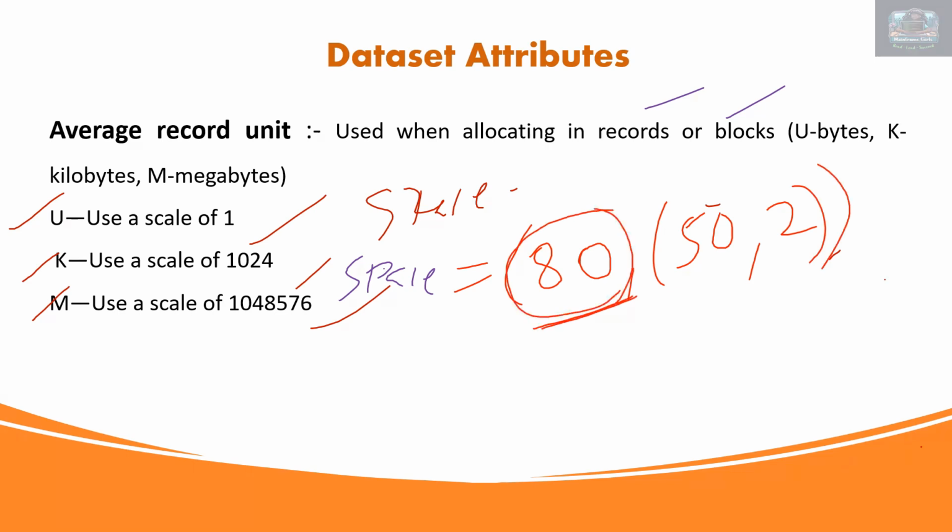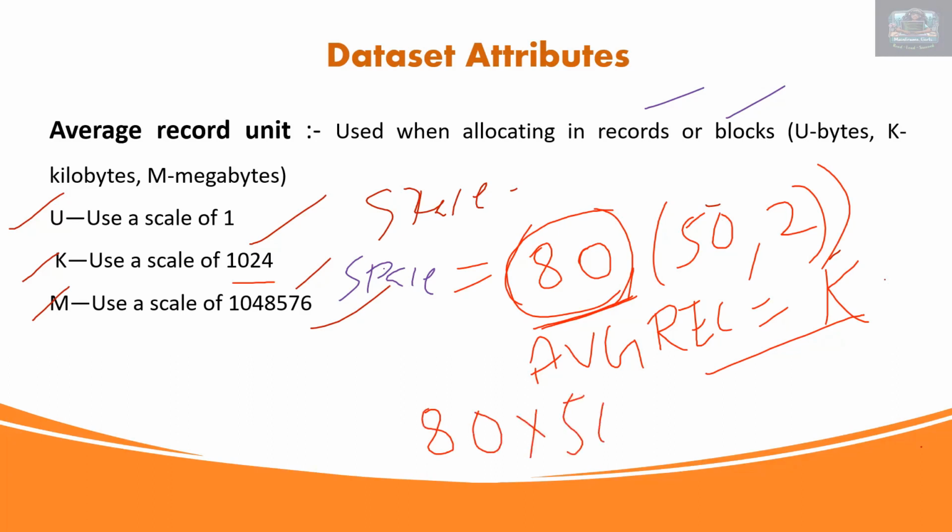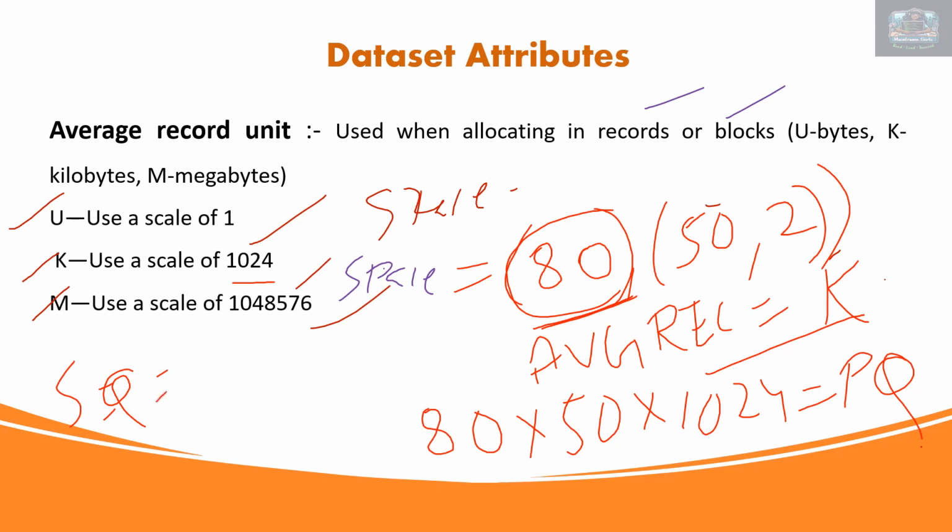And now you have to specify another parameter called avg rec, that is average record, which should be U, K, M or anything. Suppose I have specified K here, avg rec equals K. How is it getting calculated? K means 1024. So you say 80 into 50 into 1024 is the primary quantity. And the secondary quantity will be 80 into 2 into 1024.